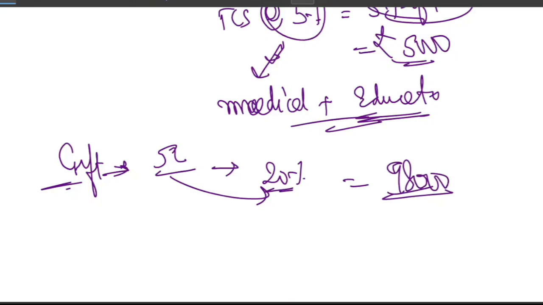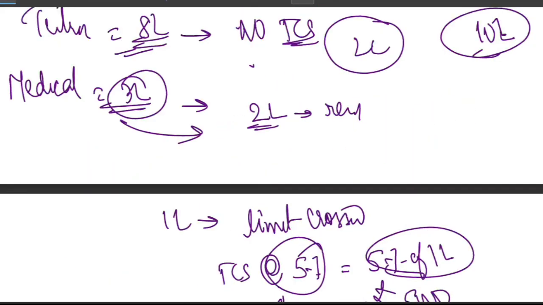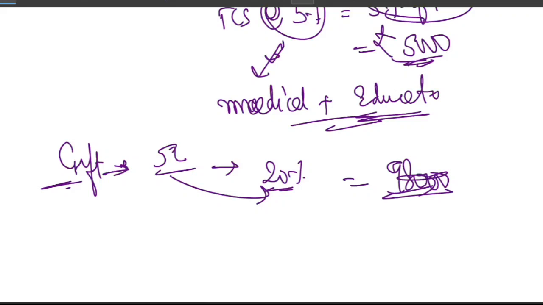No, I think this is wrong, because this is not 98,000. Just wait a minute. 5% of 1 lakh, just now we have seen. Out of 10 lakh, 8 lakh was consumed here, and for 1 lakh, yes, the limit is crossed, TCS 5%, 5,000. And for the gift, we talk about 5 lakh at 20%. So 20% of 5 lakh is 1 lakh, right? So let's do the final calculation.